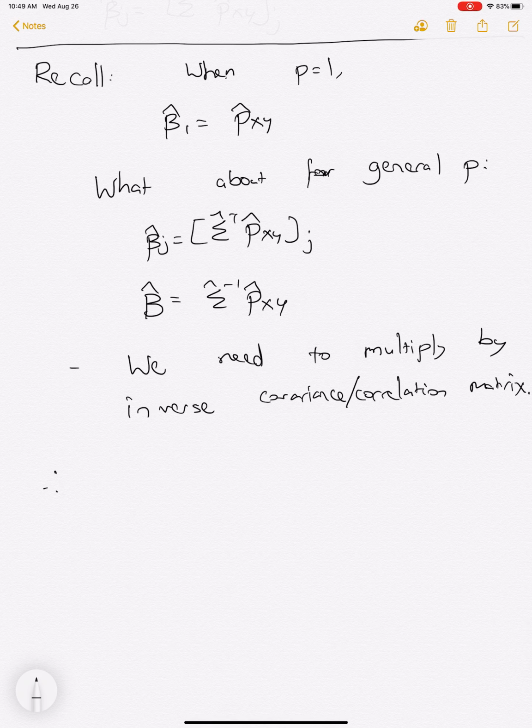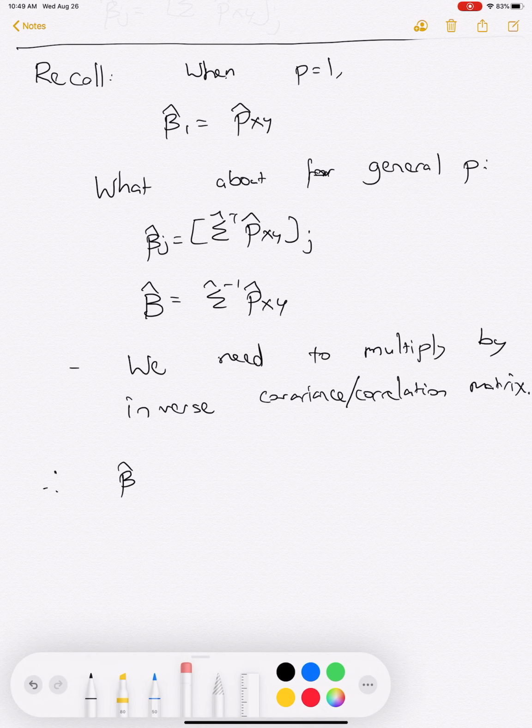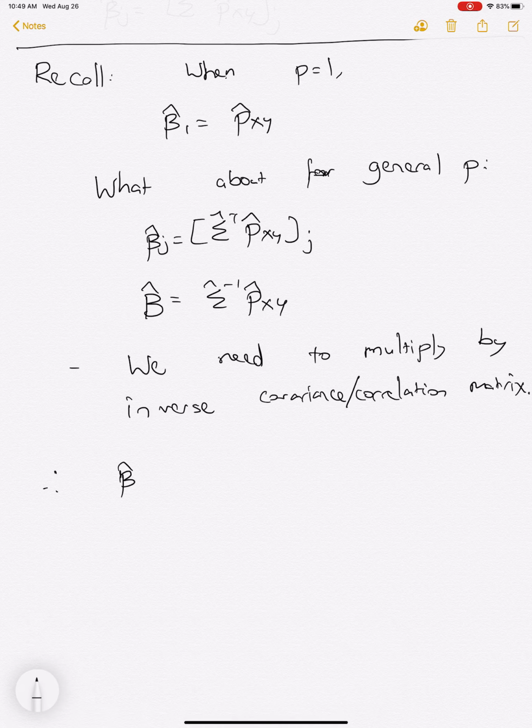Therefore, beta hat, or b hat, we'll use the notation b hat here, is not equivalent to rho hat.